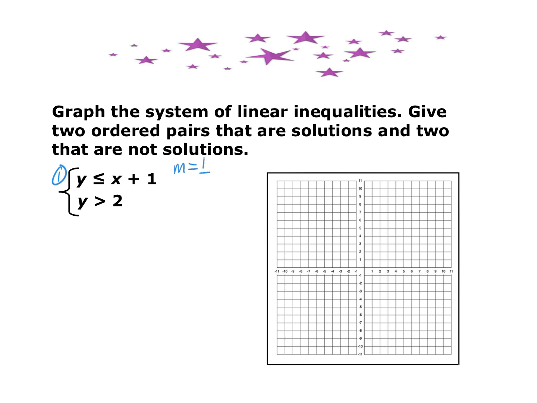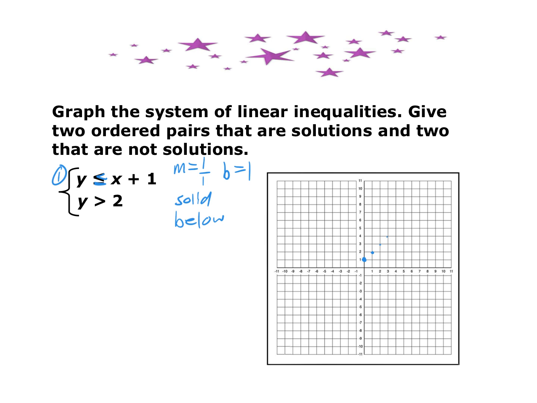Our slope is 1. You can write that as 1 over 1. Our y-intercept is 1. Because it has that line underneath, it's going to be solid. And because it is less than, it's going to be shaded below. All right, so I'm going to have a y-intercept at 1.